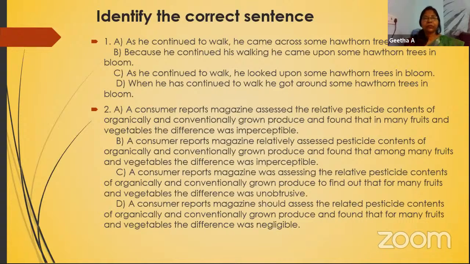As he continued to walk, he came across some hawthorn trees in bloom. Because he continued his walking, he came upon some hawthorn trees in bloom. As he continued to walk, he looked upon some hawthorn trees in bloom. While when he has continued to walk, he got around some hawthorn trees in bloom. So which is the right way of putting the sentence is what you have to find out. So, A, B, C, or D.